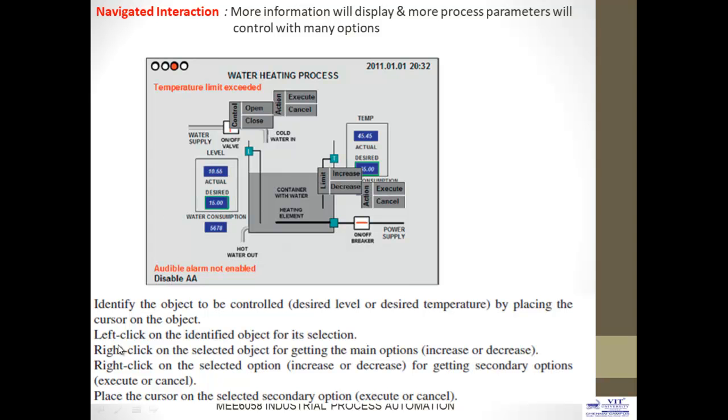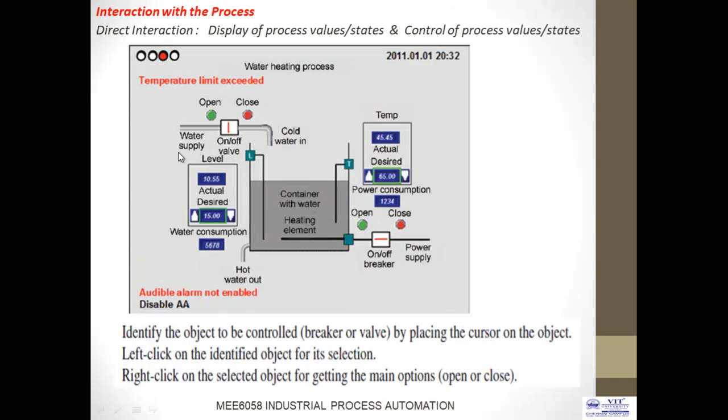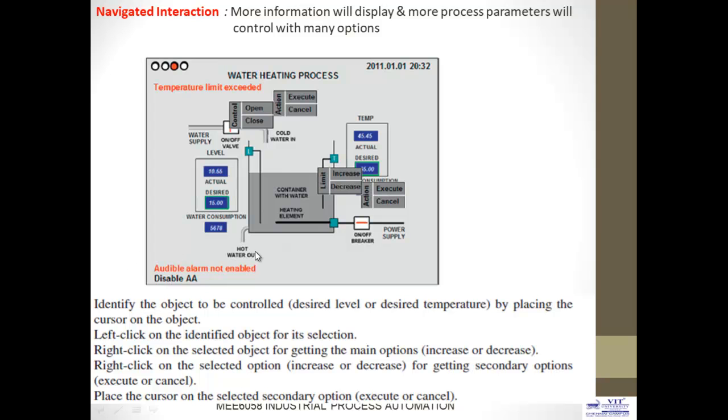The same steps that you follow for direct interaction, you have to follow for navigated interaction. Here, for each and everything, additional active display elements are there. If you want to increase or decrease a limit, and it is increased, then I want to execute or cancel. Additional active display elements coming into the picture is called navigated interaction.